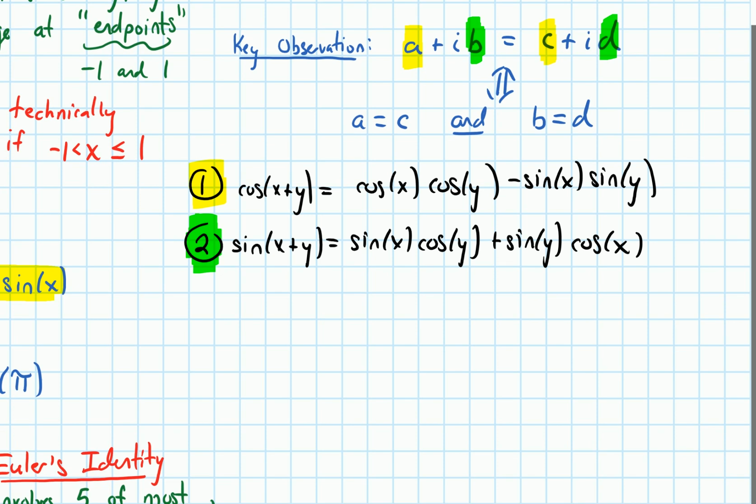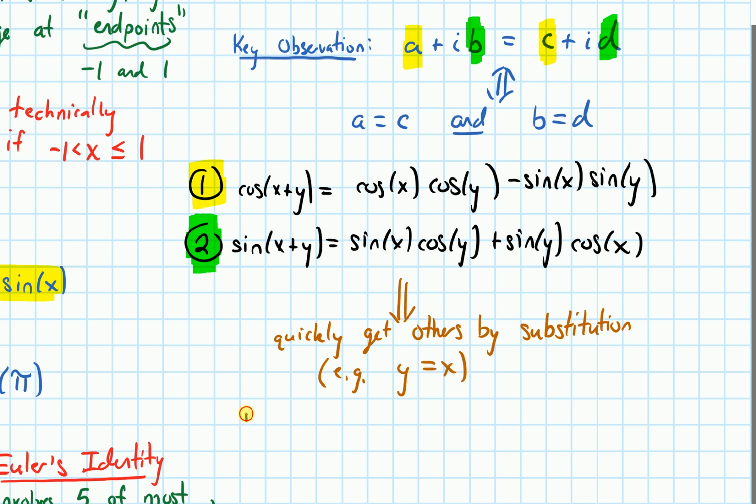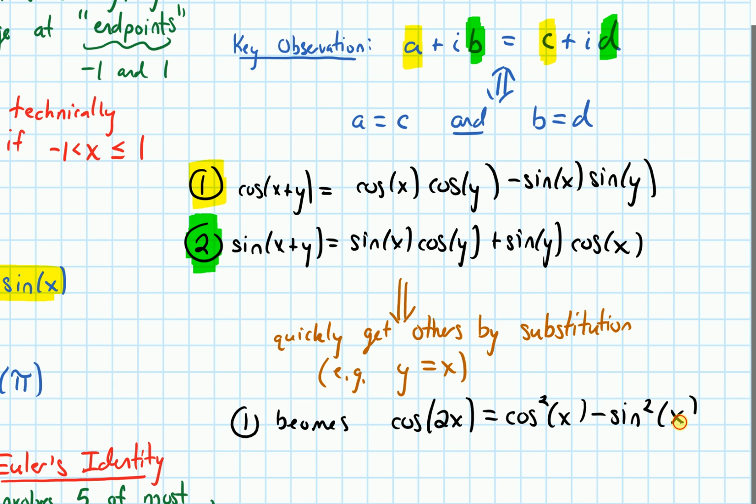And now that we have these, we can actually quickly get some other trig identities by some substitution. So I'll just show you one example of a type of substitution I could do to get some more trig identities super quickly. So for example, what if we just substituted and let y equal x? If we do that, the first equation becomes cosine of 2x on the left. On the right-hand side, we would get cosine squared x, because we get cosine x times cosine x, that's cosine squared, and then minus sine squared x, and that is a trig identity.